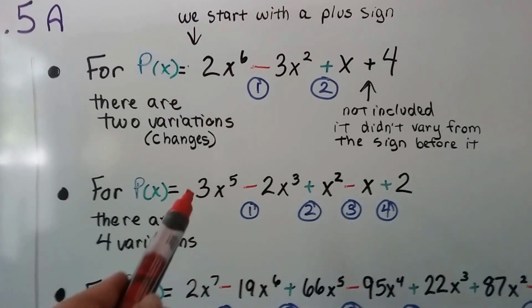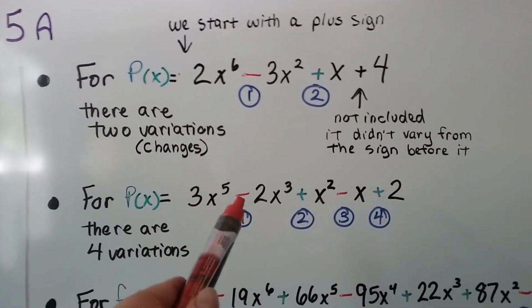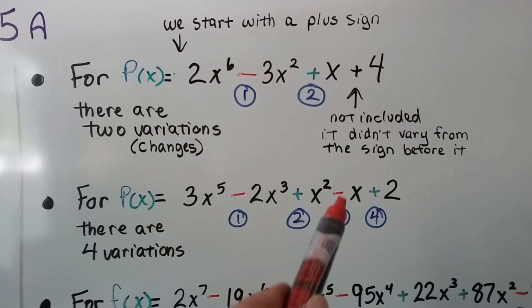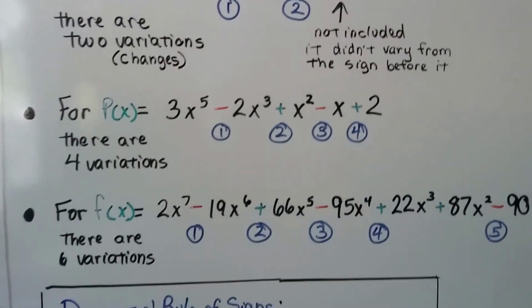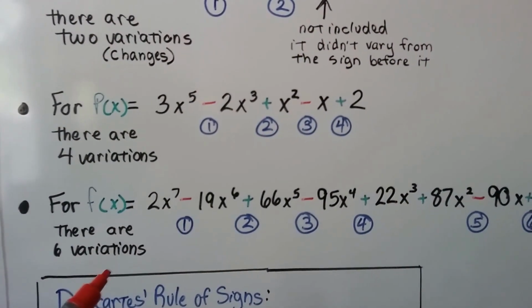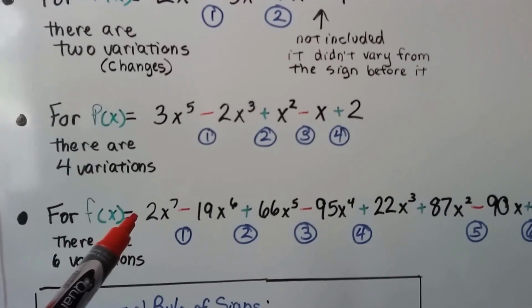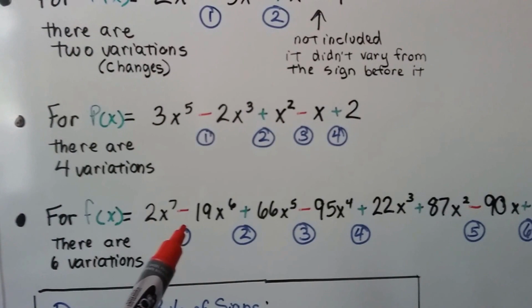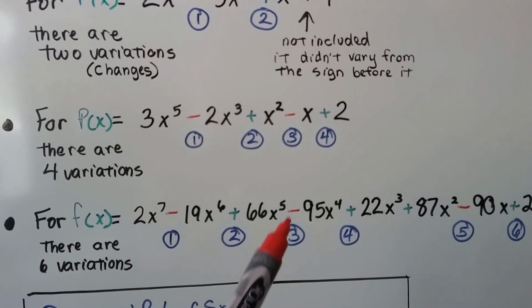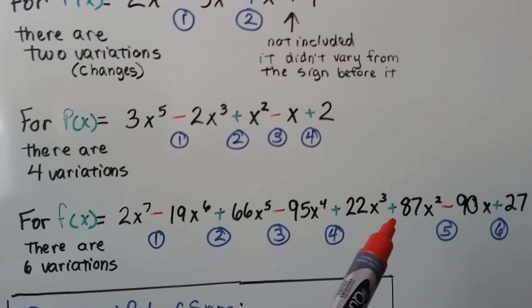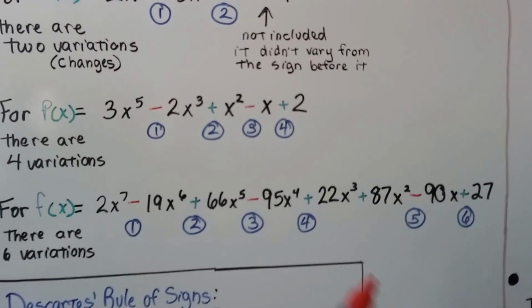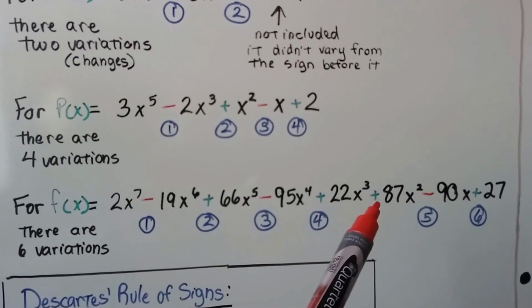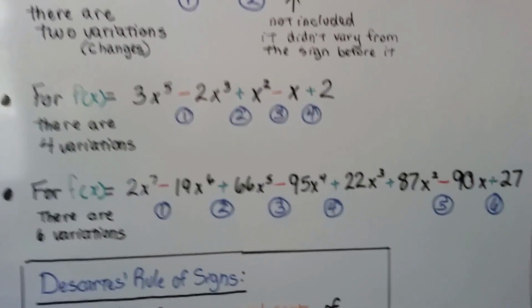Let's try this one. We're starting with a positive, aren't we? It changed to a negative, positive, negative, positive. There's four variations. Let's try this one. Now there's 6 variations. We have an f of x. This is positive, so it changed to a negative. That's 1, 2, 3, 4. It stayed the same, but then it changed. That's 5, and then 6. See how we skipped this one because it was the same? But we have 6 variations.